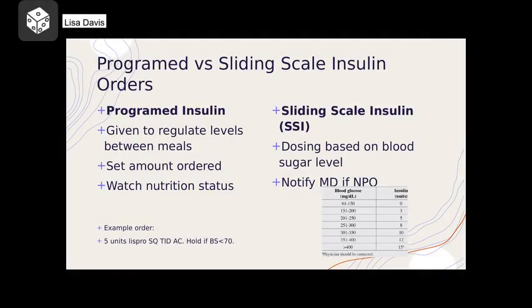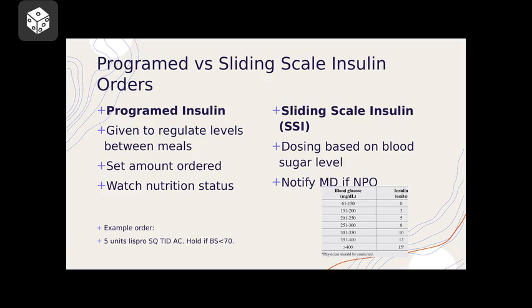So if I'm looking at my insulin orders, I may see 2 different types of insulin orders, programmed and sliding scale. Programmed insulin is a set amount of insulin that is given to cover for the meal. This set amount of insulin is given generally with your meals. Again, it's a set quantity, regardless of what your blood sugar is, you're going to get this set amount of insulin to cover for your meal.